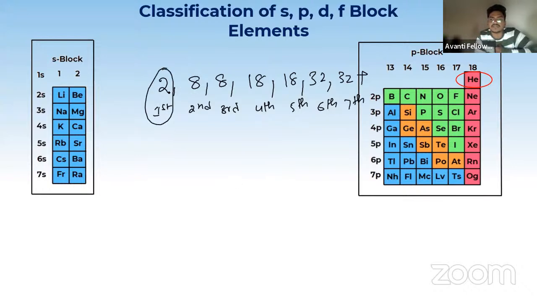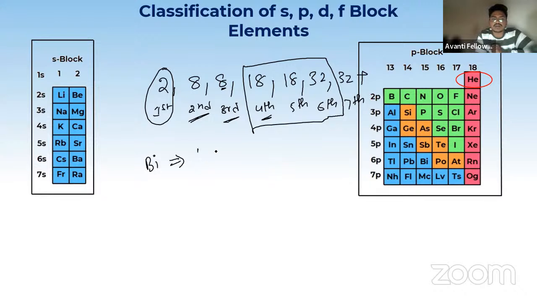So the elements in the first period is 2, second period is 8, third period is 8, fourth period is 18. These are very, very important. So any number you can easily find. Let's suppose I want to find the atomic number of bismuth. How do you find the atomic number of bismuth?